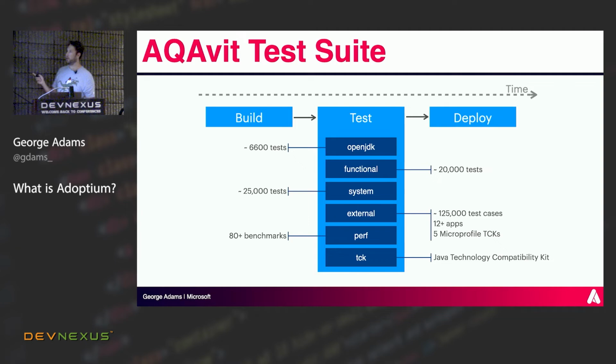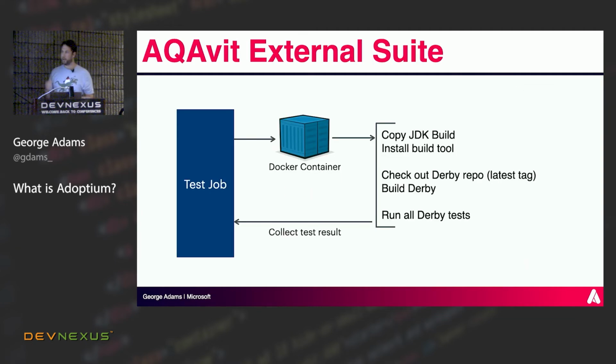So I promised you I'd show you a little bit about external. So the idea here is that we have a test job, and what it does is it pulls down a Docker image and it checks out the source code on GitHub or Maven or whatever of the application or framework that we're going to test. In this case, we're going to use Derby. And so we check out that source code, install the JDK that we're going to test, and then we actually build it from source and then run all of their tests.